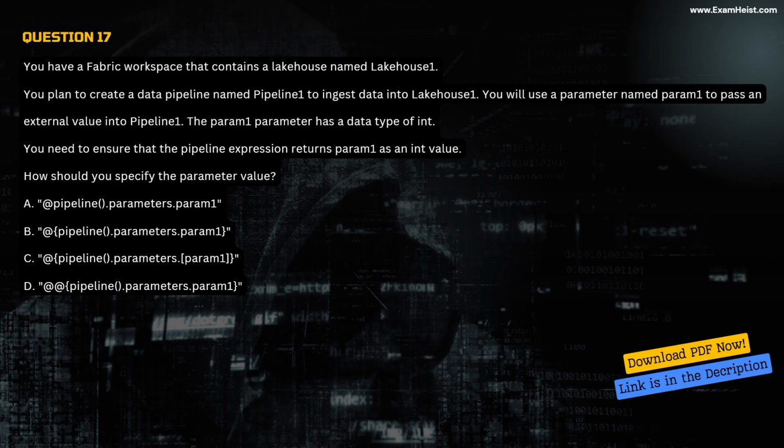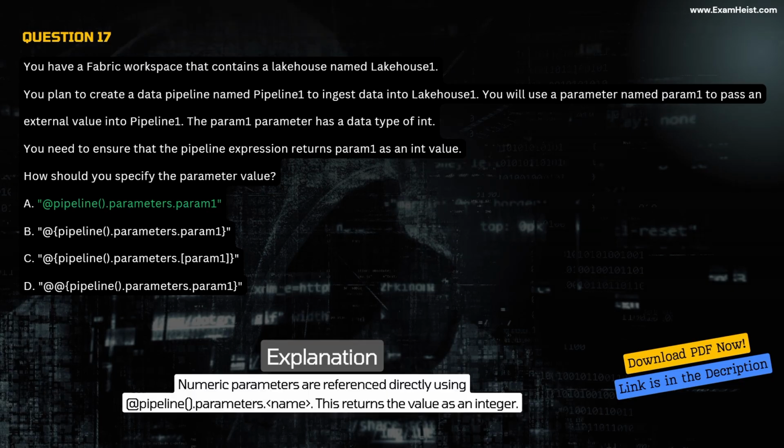A. At pipeline.parameters.param1. B. At pipeline.parameters.param1. C. At pipeline.parameters, param1. D. At pipeline.parameters.param1. Correct answer A. At pipeline.parameters.param1. Explanation. Numeric parameters are referenced directly using at pipeline.parameters.name. This returns the value as an integer.